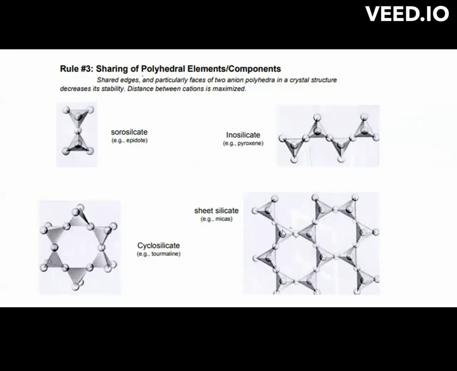But with the sheets, the way they are bonding makes this mineral unstable, because you can tell that when you are sharing it in this way, the cations are brought closer to one another, and it makes the minerals unreasonably unstable.